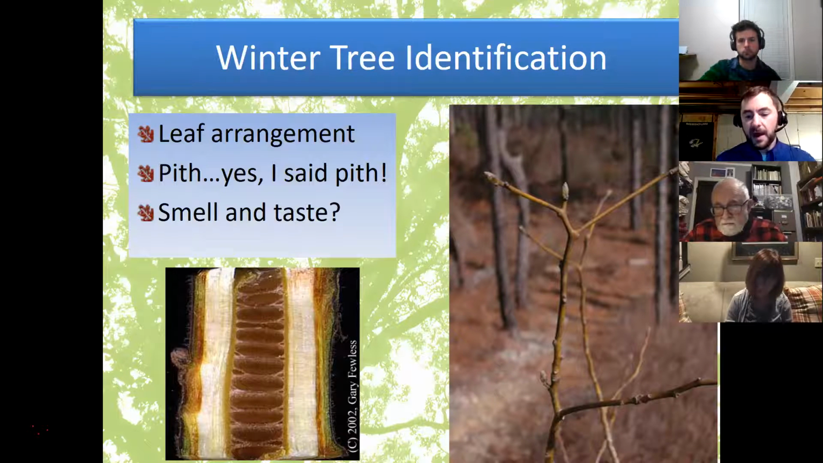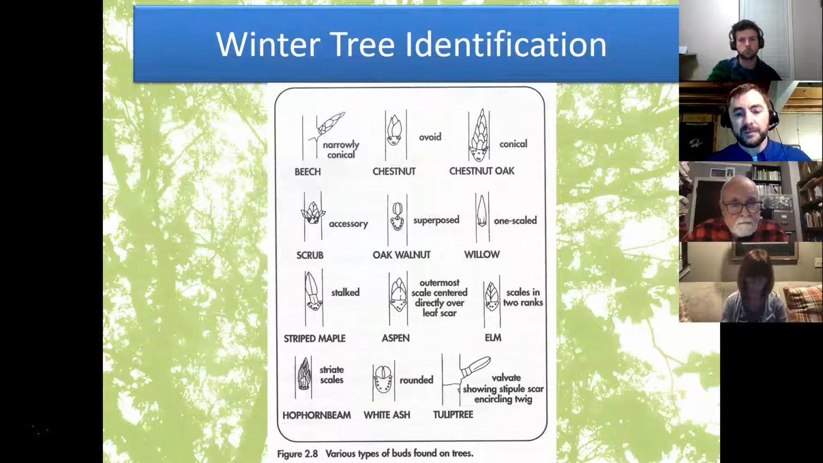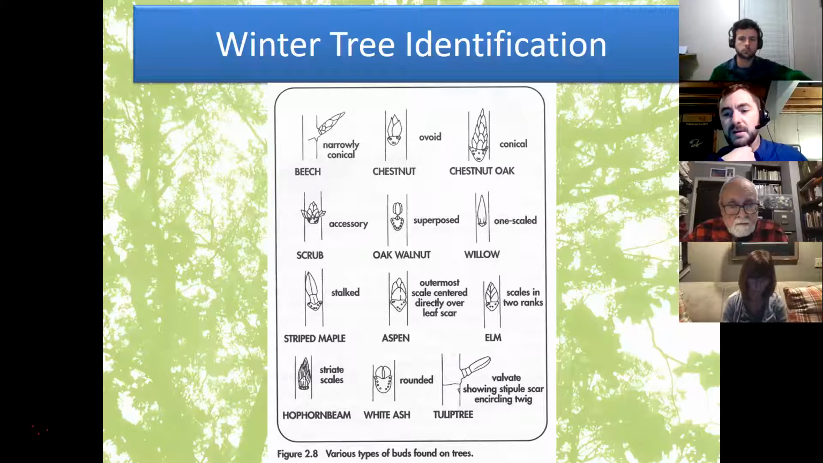So, I'm getting towards the end of the presentation, and I don't want to bore folks by just going through pictures of trees, but I'm certainly open to that as we go. We'll double back on that here in a minute. But more with winter tree ID, and I think this goes for any time of the year.